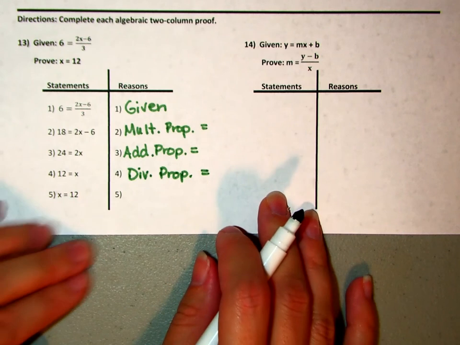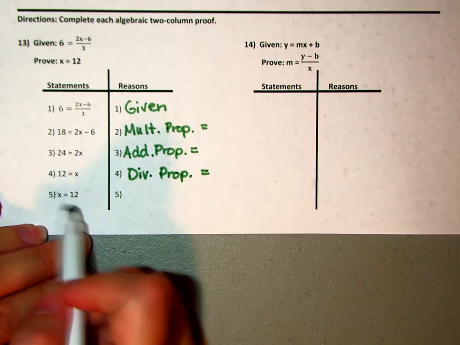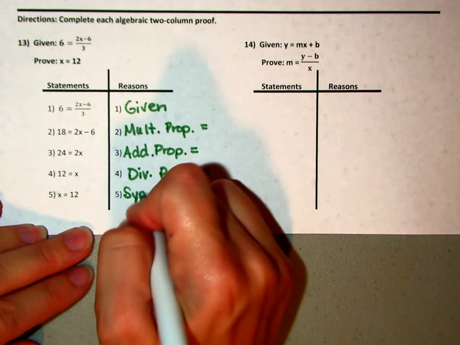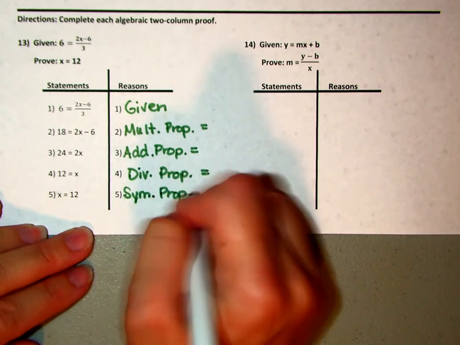The last one here, you'll notice that 12 equals x is now x equals 12. We flip these positions. When you do the flipping, that is something called the symmetric property of equality.